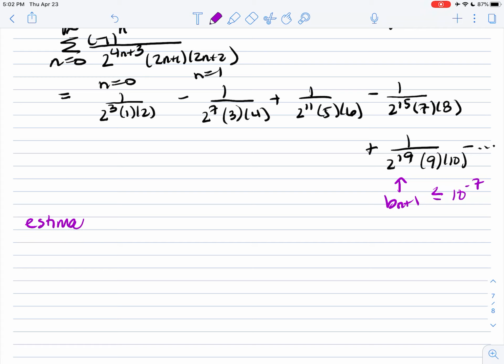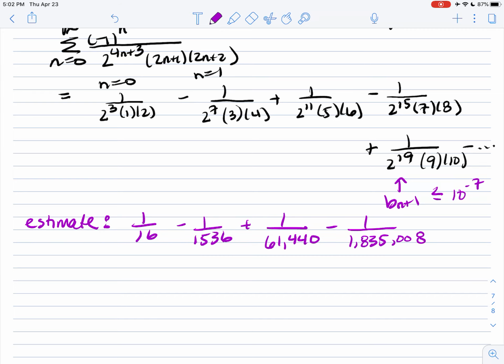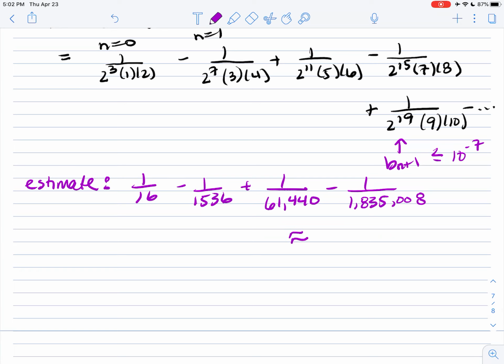So adding these numbers up together, I get that my estimate is going to be 1 over 16 minus 1 over 1536 plus 1 over 61,440 minus 1 over 1,835,108, and that is going to be roughly 0.061865, and that's going to be my estimate.